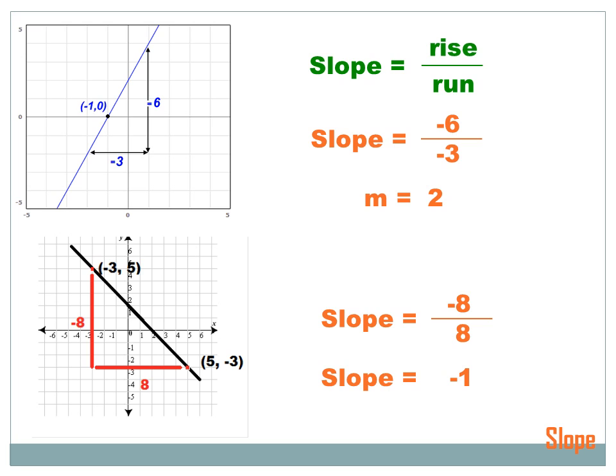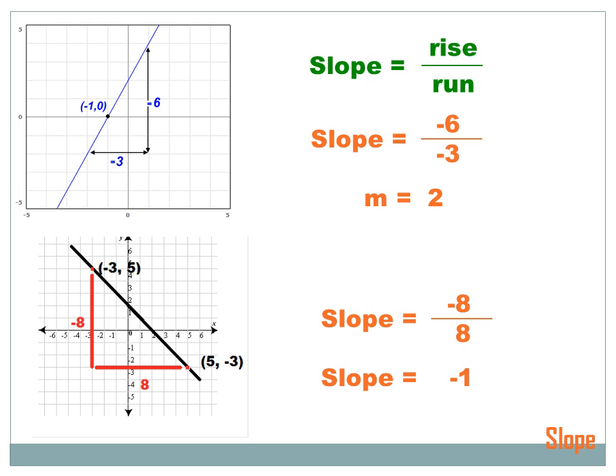How about this line over here? I've got a couple of points marked off for you on that. Let's start with that one and find out what the rise is. Well, it's an 8 in a negative direction, so our rise is minus 8. And we calculate the run, and it's also 8, but in a positive direction. So it's positive 8, and the slope is minus 8 divided by 8, or minus 1.